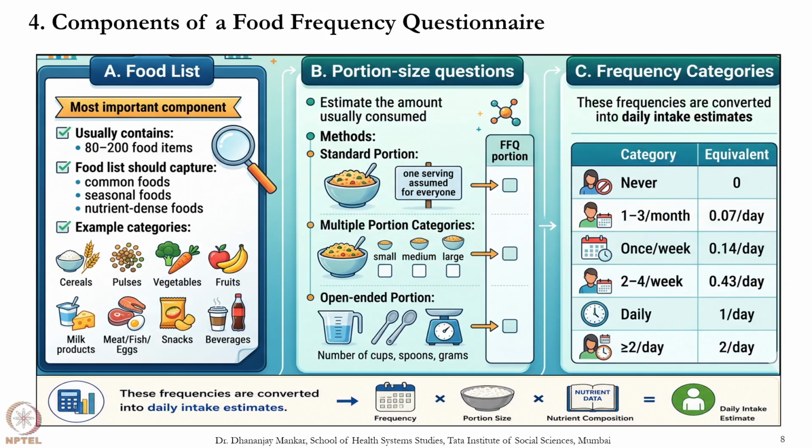Frequency multiplied by portion size multiplied by nutrient composition. What does it give? It gives the daily intake estimate. The daily intake estimate is the purpose of understanding the food frequency questionnaire.